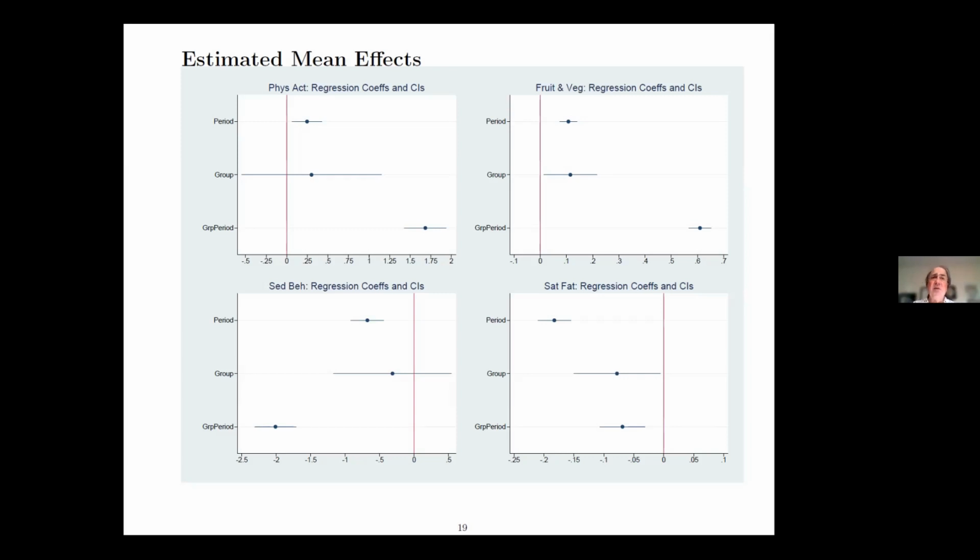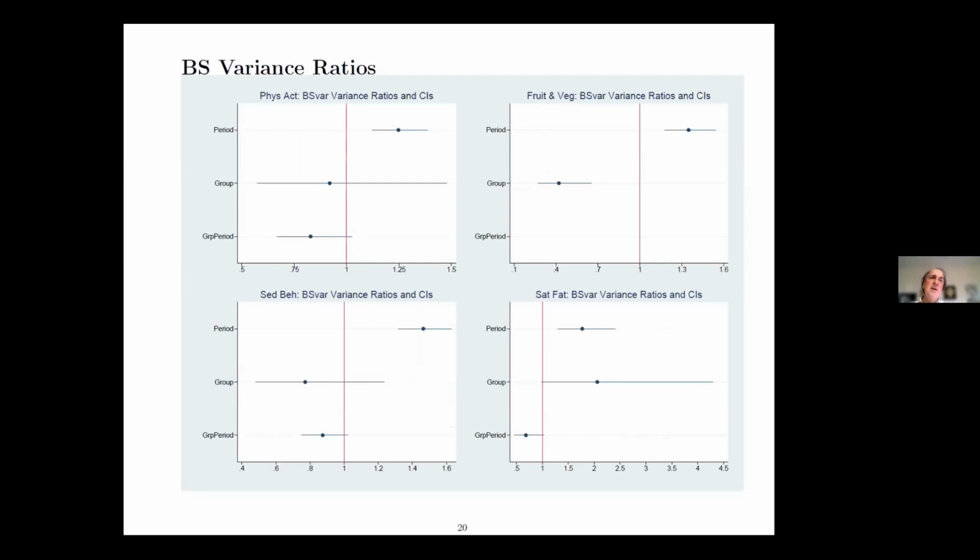You target the behavior and you see an increase in the good behaviors. You see a decrease in the behaviors that are maybe not so good in terms of the means. Okay, so that's not an unusual story or something that's readily obtained with more standard statistics. Now here I'll show the variance effects.